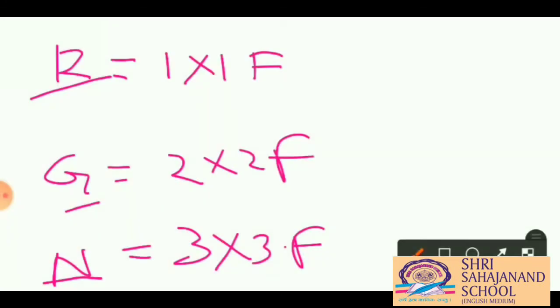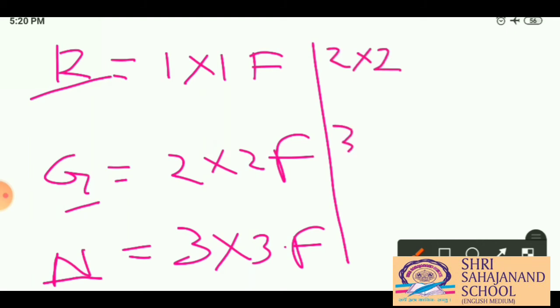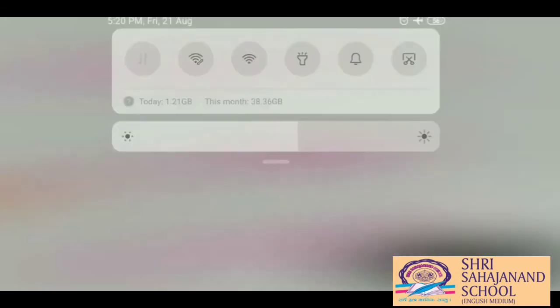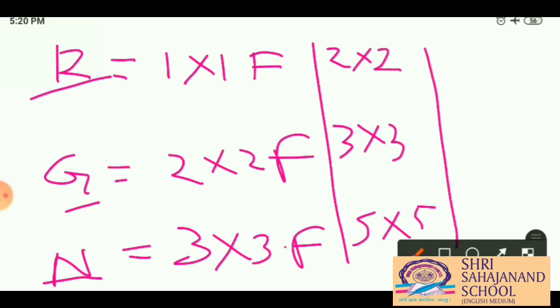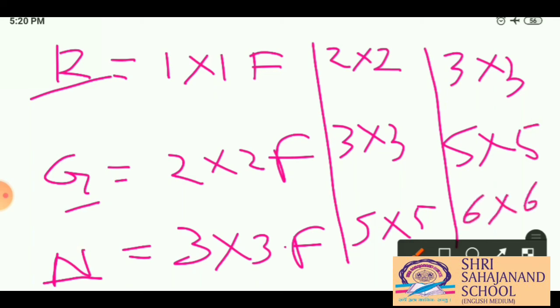Now let's go to the second. If Rani takes a 2 by 2 feet tile, Geeta will take the next one, 3 by 3, and Nasima will take the bigger one, a 5 by 5 feet tile. Now let's take another solution. If Rani takes a 3 by 3 feet tile, Geeta will choose 5 by 5, and Nasima will choose a 6 by 6 feet tile.